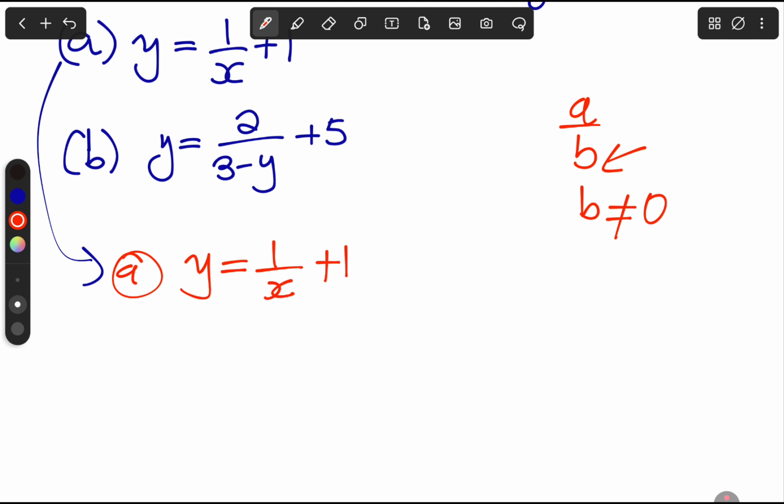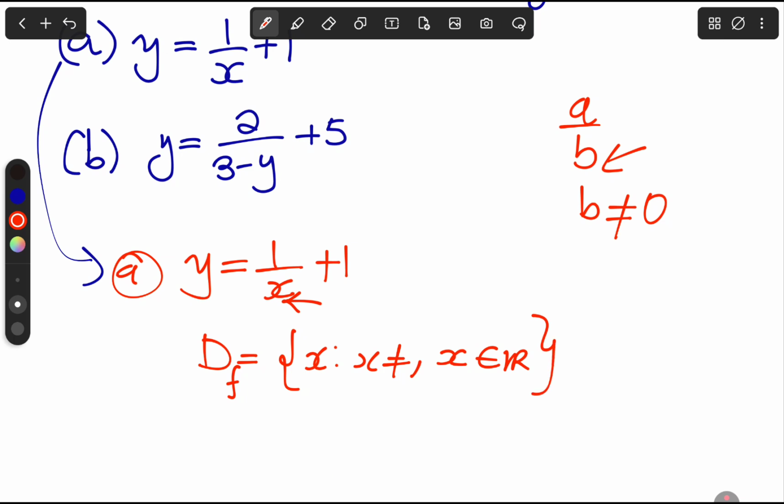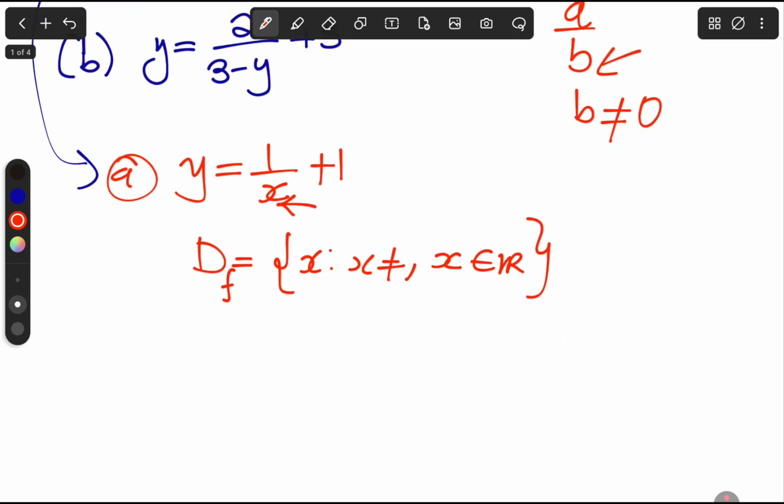Now, remember we said the domain is the values of x. So x is our main concern here. So we'll say the domain of the function will just be equal to values of x such that x is not equal to 0, but the same x is a what? A real number. You can write this in a statement, there's no problem, or in other ways of representing domain and range.